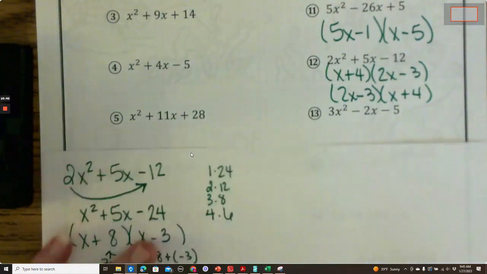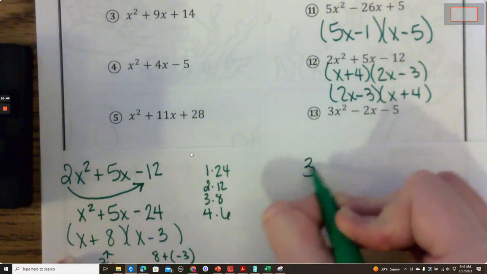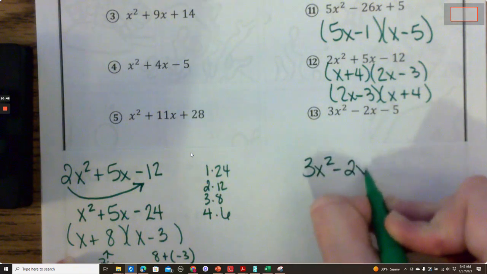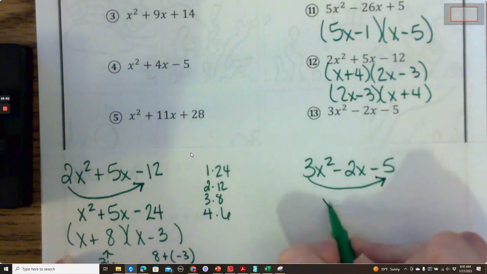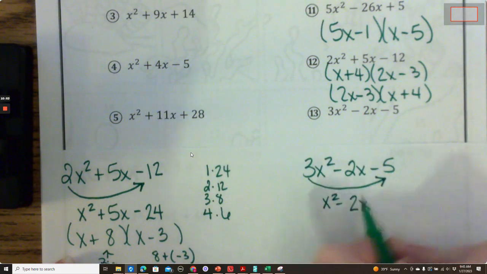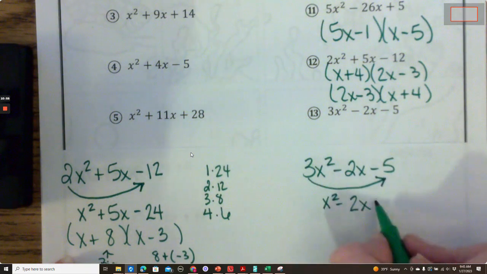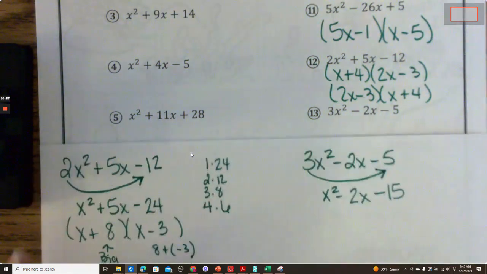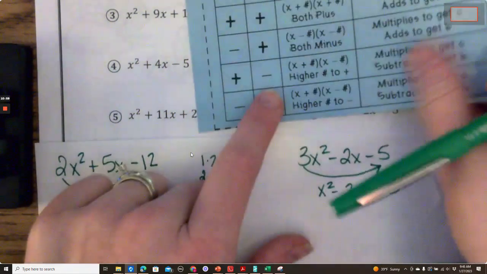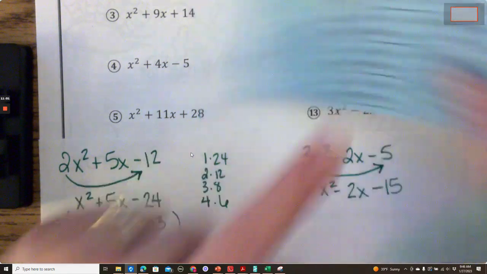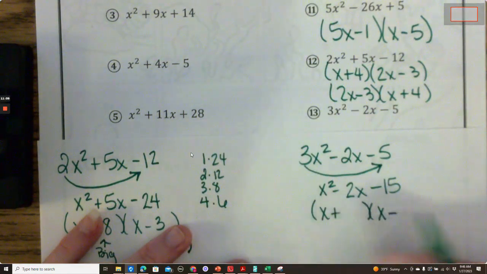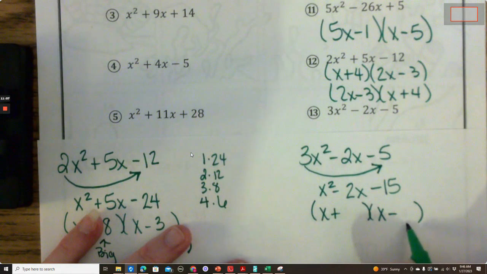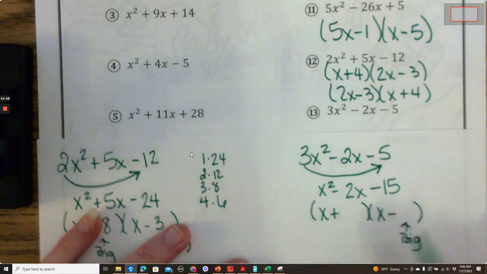All right, and then the last one I'm going to work, 13. 3x squared minus 2x minus 5. Slip the 3. X squared minus 2x. 3 times negative 5 is a negative 15. Two negatives. X plus a number, x minus a number. The subtraction is going to be the bigger one.